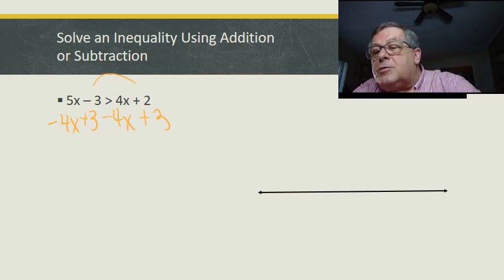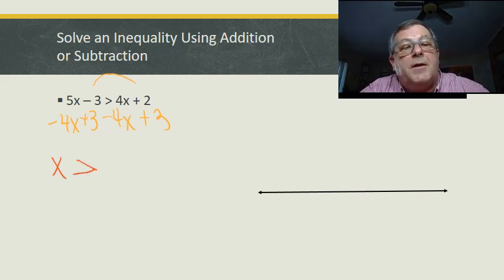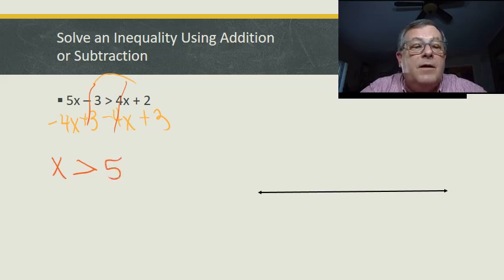Okie dokie. All right, so let's then begin to solve. If I am subtracting 4x from 5x, I'm just going to be left with x. Still going to be greater than. I see here that my -3 and my +3 have canceled out. My 4x and my -4x have canceled out. And I'm going to simply add 2 plus 3, which I know to be 5. And so x is greater than 5.